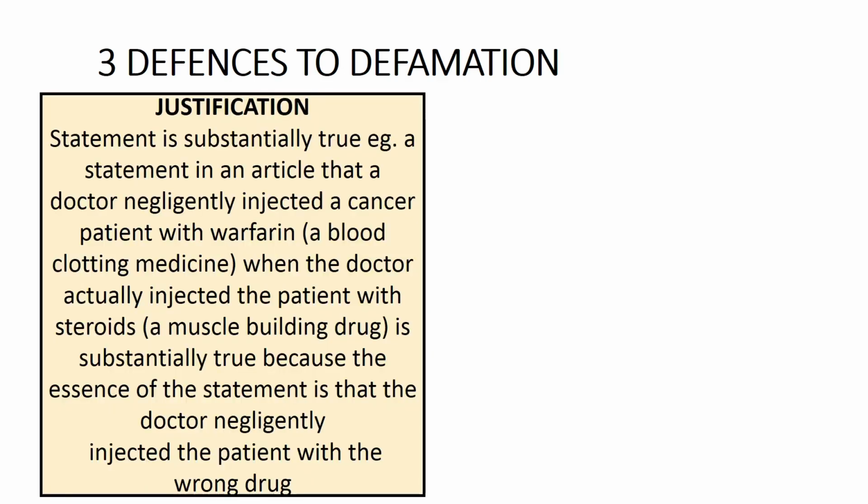Now remember, because this is civil law, the defendant will only have the benefit of one of these defences if the defendant can prove that defence on the balance of probabilities. That is, if the defendant can prove that it is more likely than not that the defence exists. The first defence is the defence of justification. That is, it is a defence to defamation if the defamatory statement is substantially true.